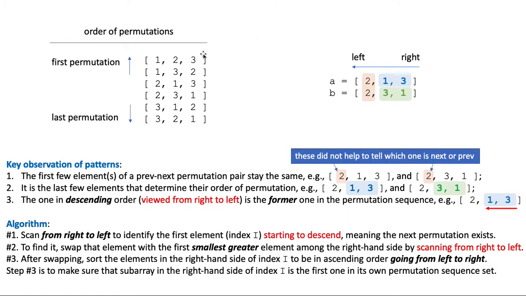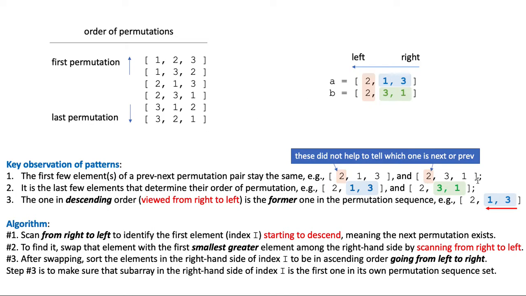Now, let's observe the order of permutations to develop some insight. So there are 6 permutations here from 1, 2, 3 to 3, 2, 1. Now let's pick 2 of them to develop some insight. So A and B: 2, 1, 3, and 2, 3, 1. We see 3 things.